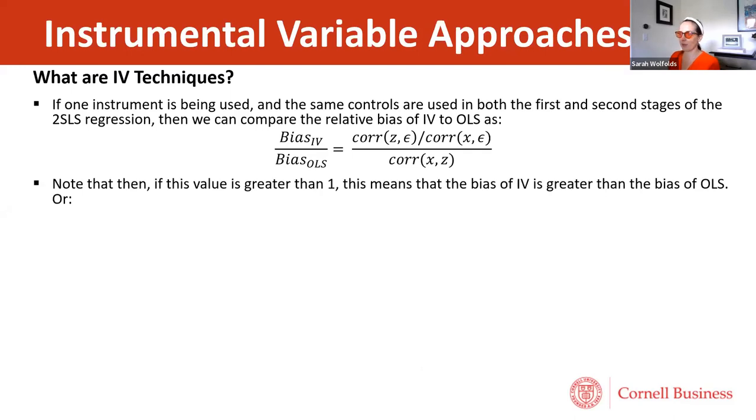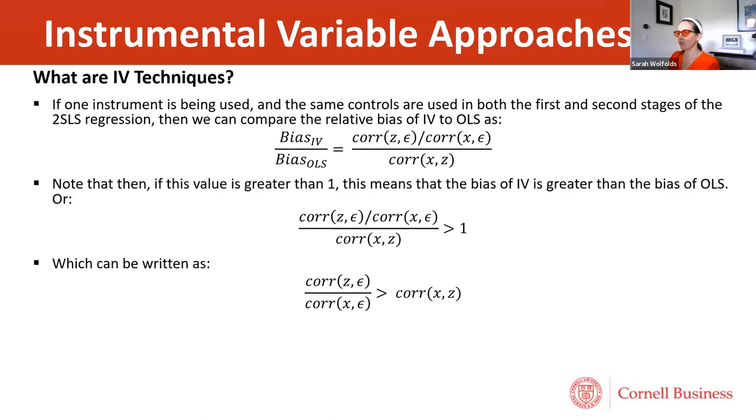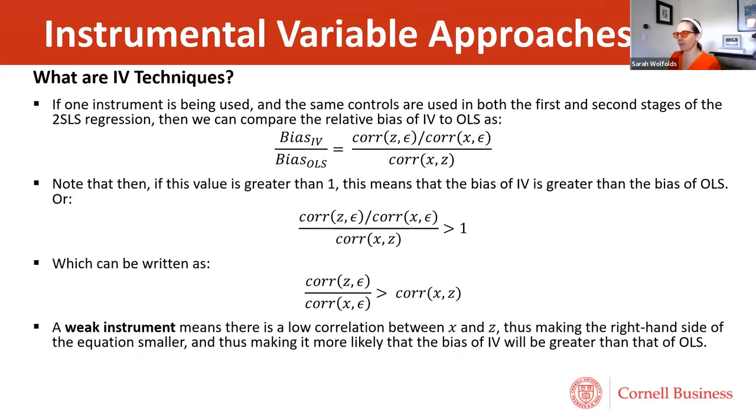The idea is that if that ratio above is greater than 1, then the bias of IV is greater than the bias of OLS. So we can rewrite that equation. A weak instrument essentially means there's a low correlation between X and Z, so that right-hand side of the equation is smaller, and thus it's more likely that the bias of IV will be greater than the bias of OLS.